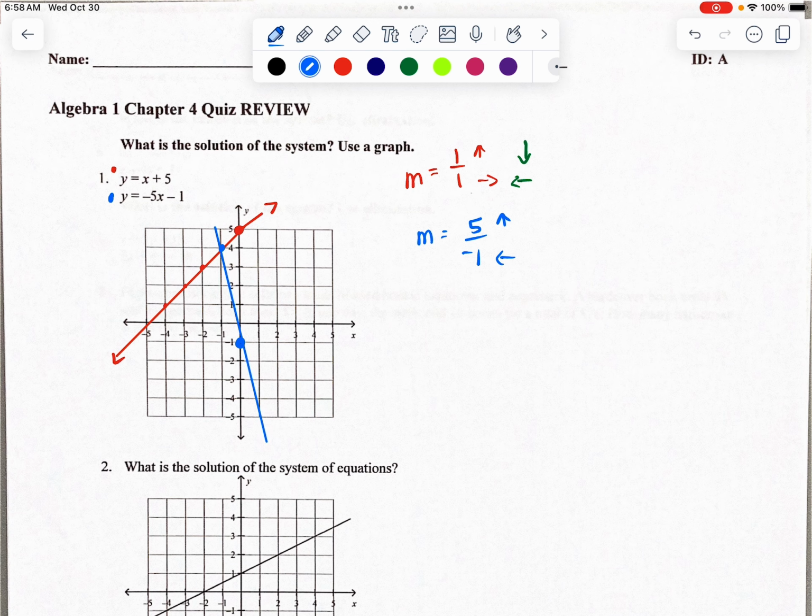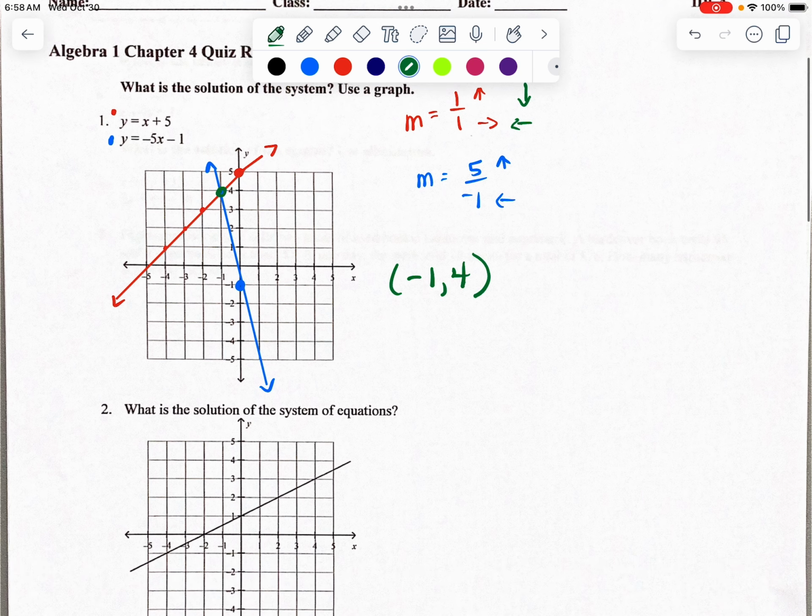Ooh, my graph is not great. But again, I can see that they intersect here. They share that point. So the solution to this system of equations is the point negative 1 and 4. Remember, you can always check your answers on these. We talked about that in class.